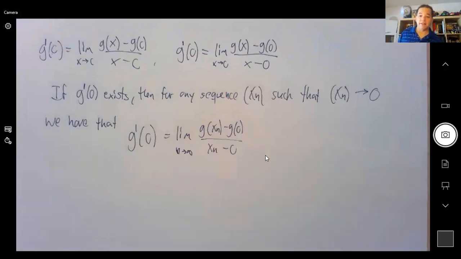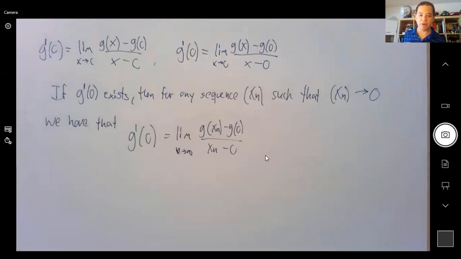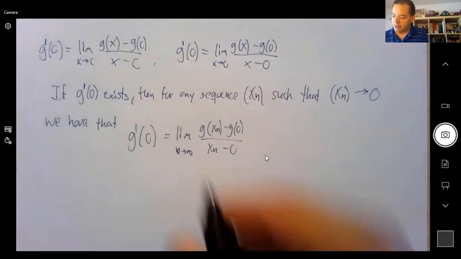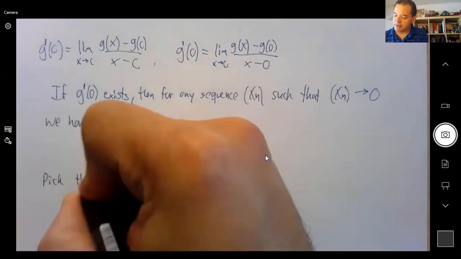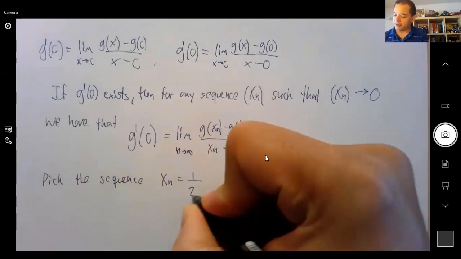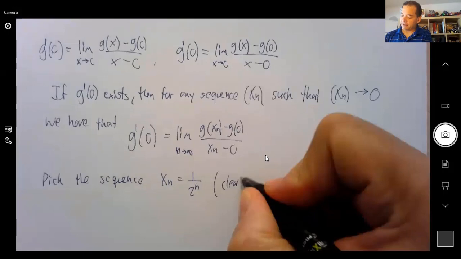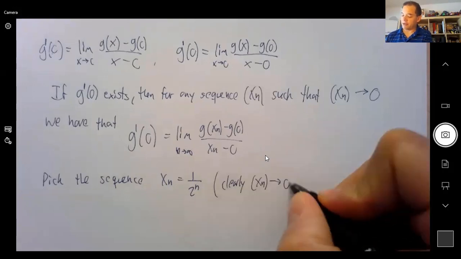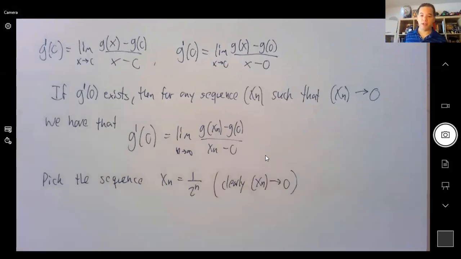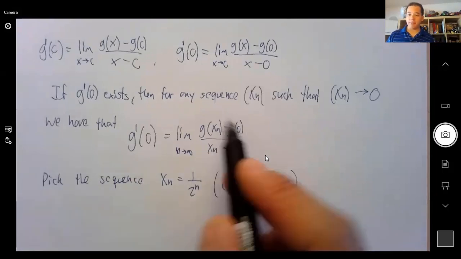So that's the idea. The idea is we're gonna pick a sequence that approaches 0. And instead of picking an arbitrary one, we're gonna pick a very specific one. So the idea here is pick the sequence xn equals 1 over 2 to the n. That one clearly goes to 0, right? Clearly, xn goes to 0. Of course, it becomes small very fast, exponentially fast. So if we put it in here, we should get g prime of 0.